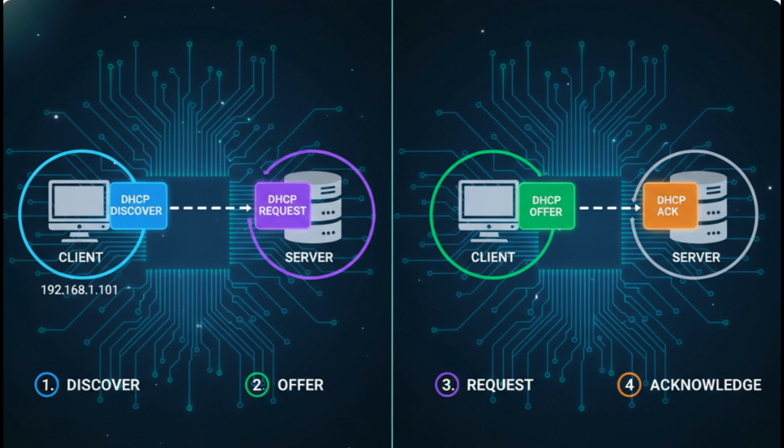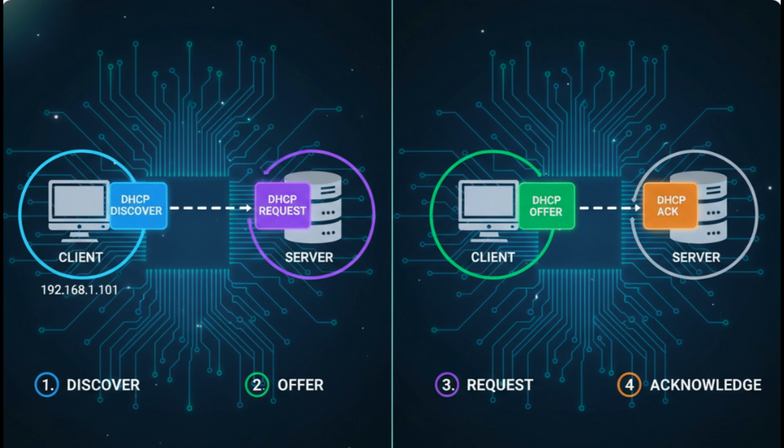Step 2. Offer. The DHCP server receives the Discover message and responds with a DHCP offer. This offer contains an available IP address along with other network information like subnet mask and default gateway. Step 3. Request. The client receives the offer and sends back a DHCP request message. This message tells the server that the client accepts the offered IP address.